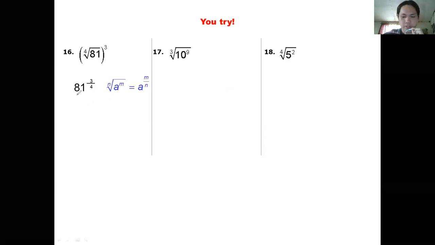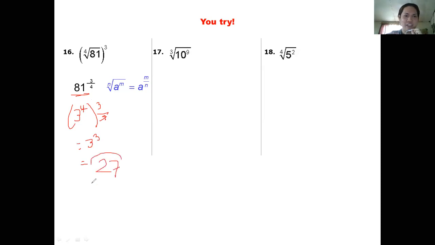So we will be the one who will solve it. So 81 can be expressed as power of 3. So 3 to the power of 4. Then we have it 3 over 4. That gives us, okay, so cancel. So that gives us 3 cube. What is 3 cube, class? 3 cube is 27. So easy, right? Very easy.